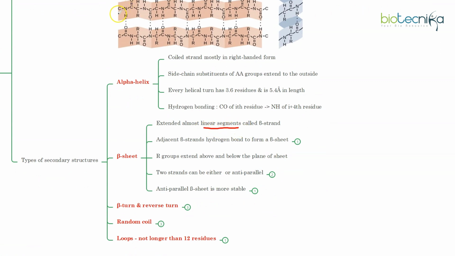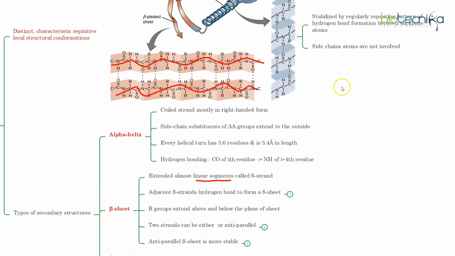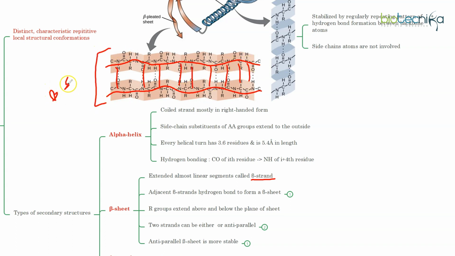So, as you can see, this is a beta sheet. How does it look? It has an extended conformation, not the helical conformation. Adjacent beta strands hydrogen bond to form a beta sheet. These individual linear patterns are called beta strands, and several beta strands can be stacked next to each other, with hydrogen bonding between them, and this entire thing forms a beta sheet.